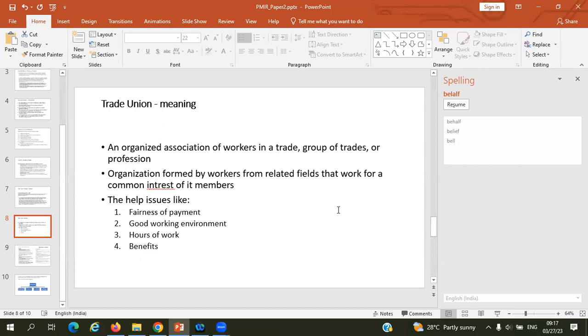So these are the examples. In a later slide we will understand the benefits, the features or the scope of trade union, or the functions, roles and responsibilities of trade union, where these are written in detail. A union is formed because of this kind of issues.